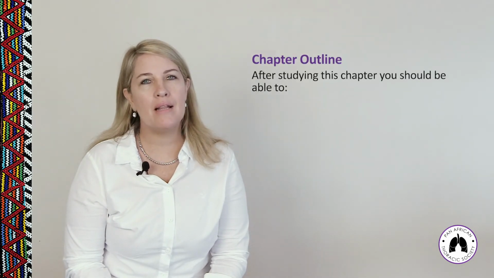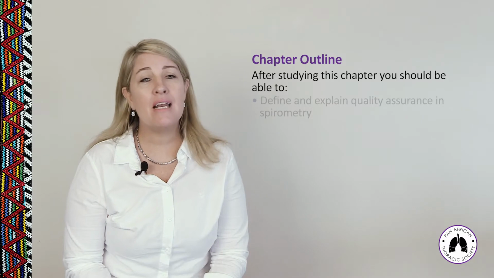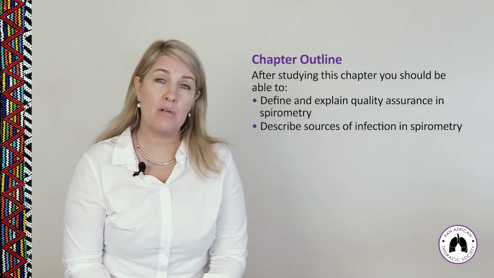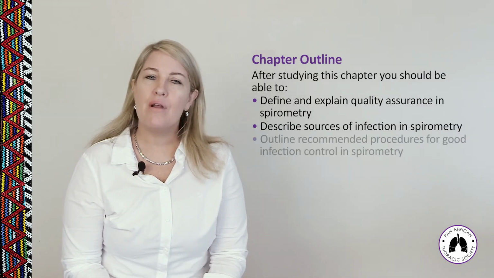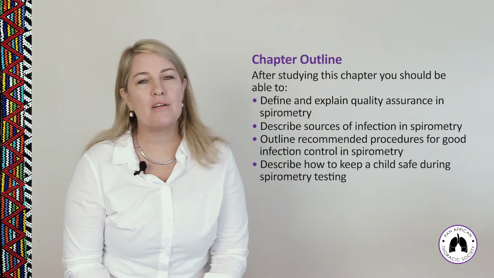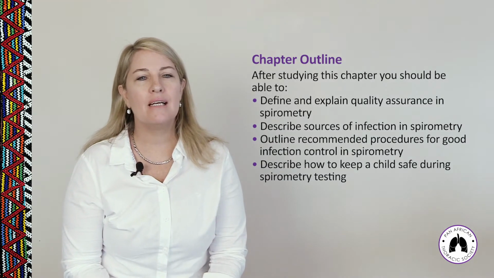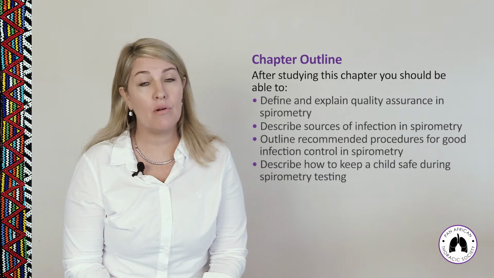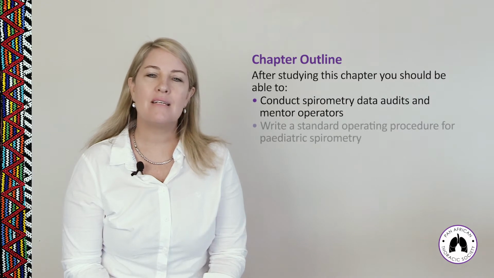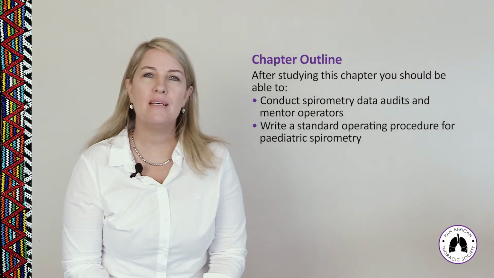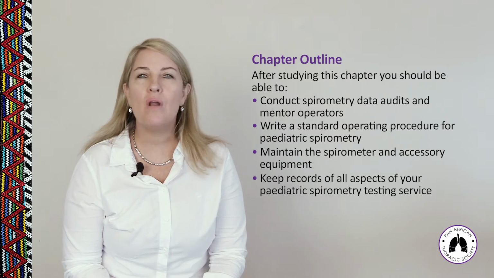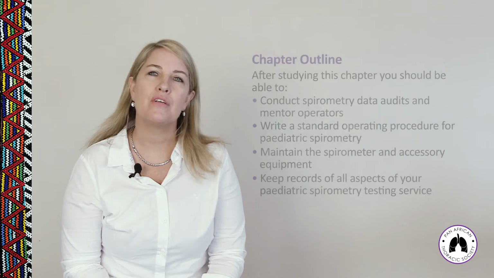What you'll be able to do at the end of this chapter is define and explain quality assurance in spirometry, describe sources of infection in spirometry and prevent those, outline recommended procedures for good infection control in spirometry. You'll be able to describe how to keep a child safe during spirometry testing, detail and keep records of team training requirements, conduct spirometry data audits and mentor technicians, write a standard operating procedure for pediatric spirometry, maintain the spirometer and accessory equipment, and lastly, keep records of all aspects of your pediatric spirometry testing service.